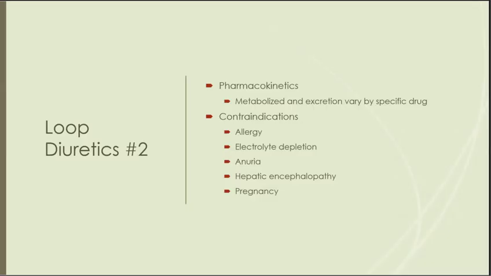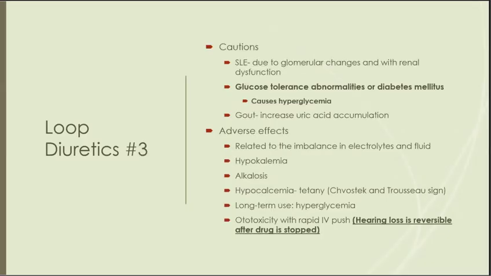So remember, loop is in the loop of Henle. Check for electrolytes, especially potassium and magnesium. Check the blood pressures, daily weights, signs of dehydration, mental status. It's a powerful diuretic, but they require careful monitoring. So use with caution as well with patients with kidney disease, diabetes, gout, lupus. They can cause elevated blood sugars.